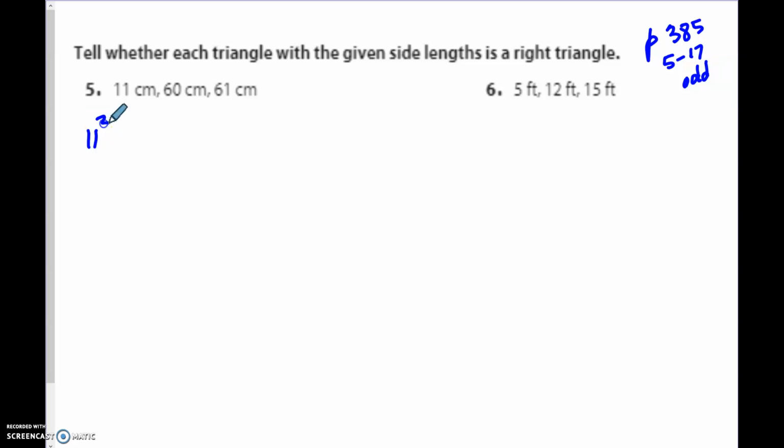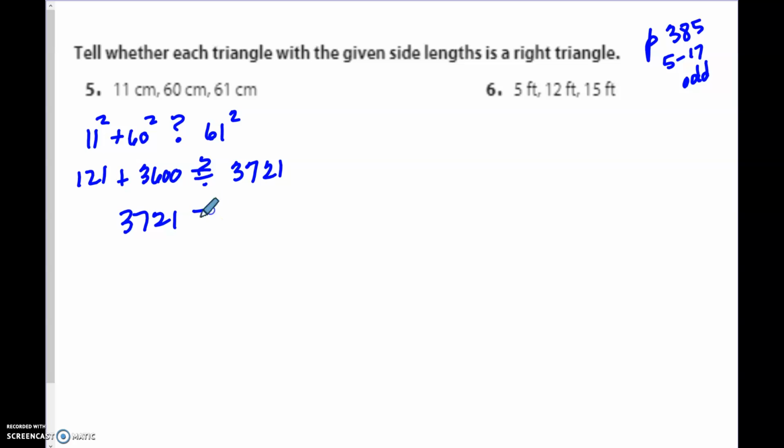So we want to take 11 squared plus 60 squared, and we want to know, does that equal 61 squared? Okay, so 11 squared is 121 plus 60 squared is 3,600, and we want to know, does that equal 61 squared? And 61 squared is 3,721. So 3,600 plus 121 gives us 3,721, so they are equal, so this is a right triangle.